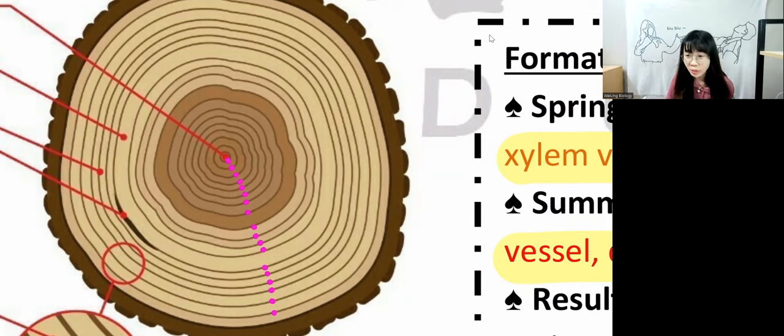Now that you know how to count, just count the line. You don't count the outer layer one. The outer layer is the epidermis.